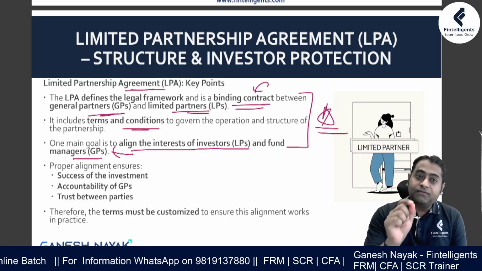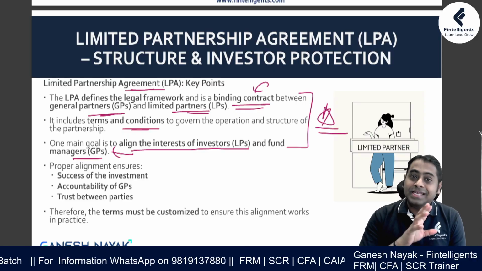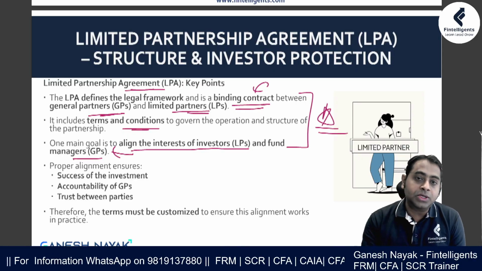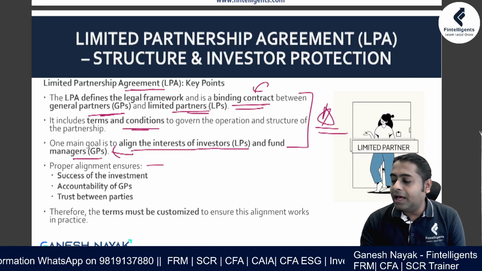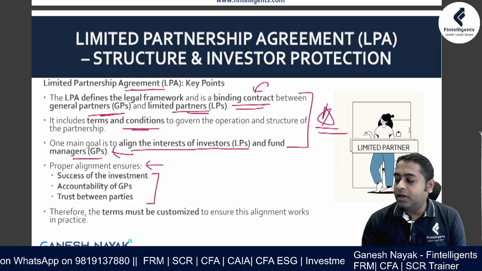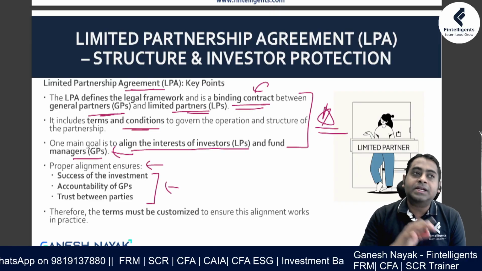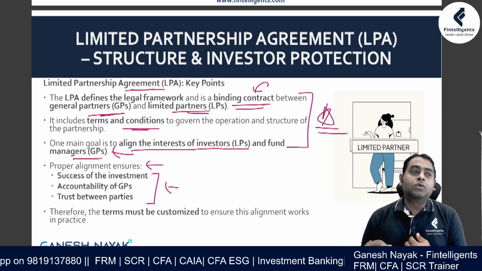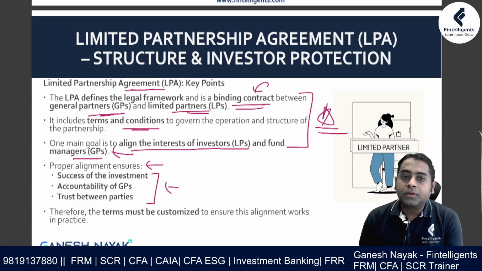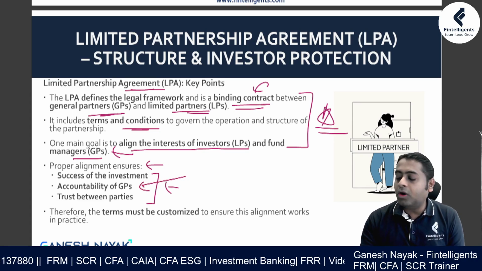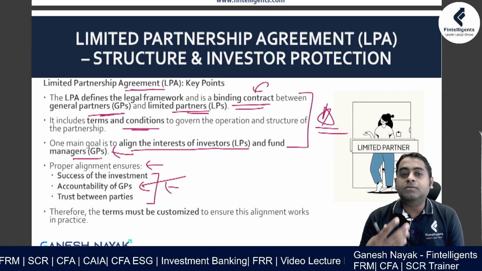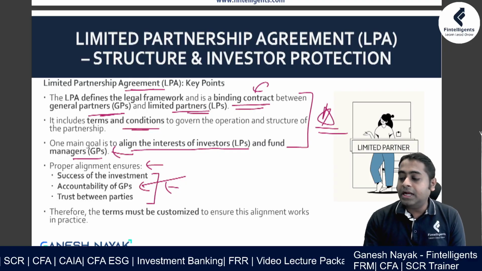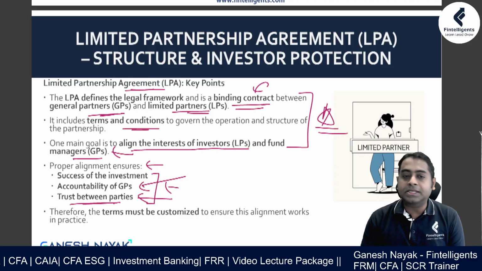If there is any mismatch, or any confusion in the terms and conditions, it can create future problems. Proper alignment will ensure what? That wherever the investment is happening, it is happening hassle free. There is no conflict between LP and GP. There is no confusion about what is expected from the general partner in terms of management and investment opportunities, and there is going to be trust between both the parties.